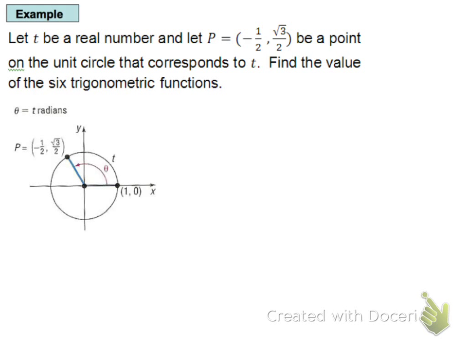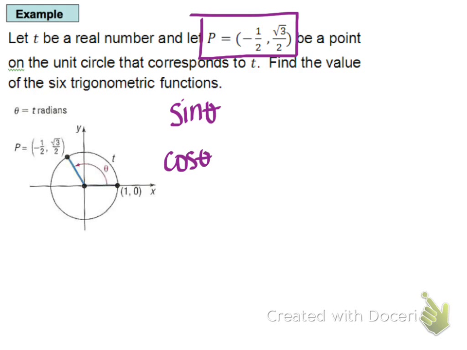So here's our example. T is going to be a real number. Now notice T is going to be an arc length here. And P, this point, negative 1/2, root 3 over 2, is the point on the unit circle where that arc ends. We want to find the values of our 6 trig functions according to that. So let's go ahead and start. We'll start with sine, cosine, and tangent, the first 3.